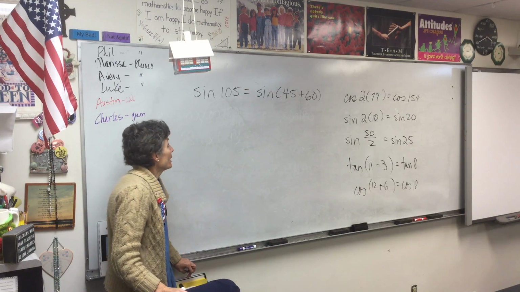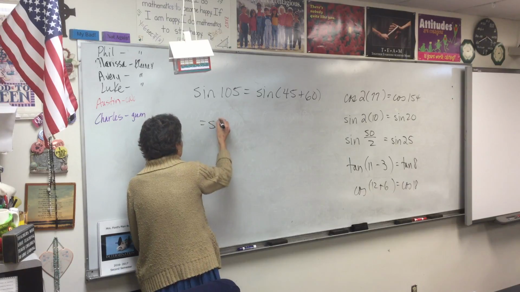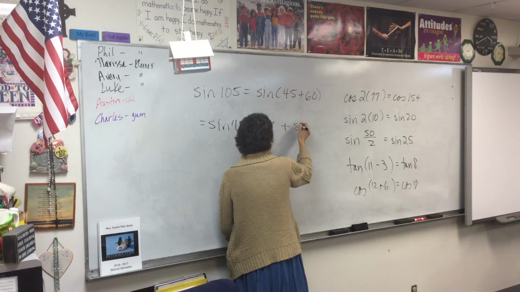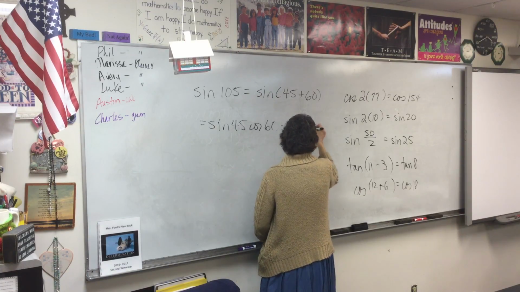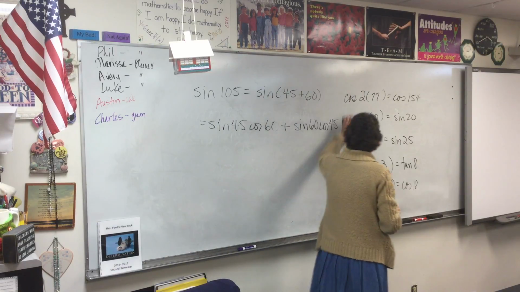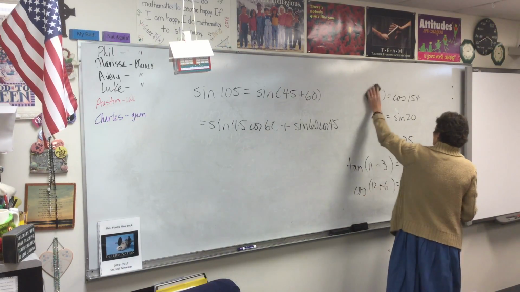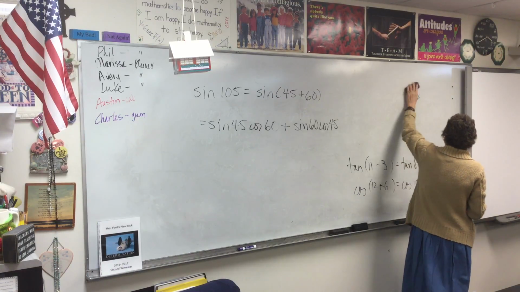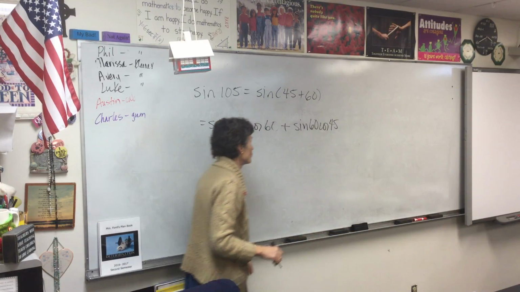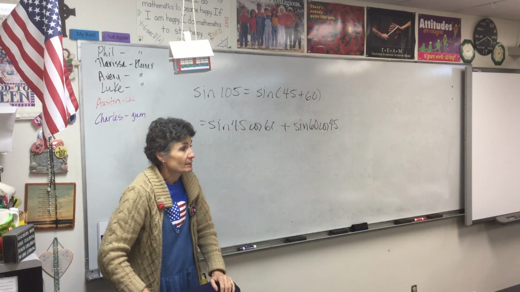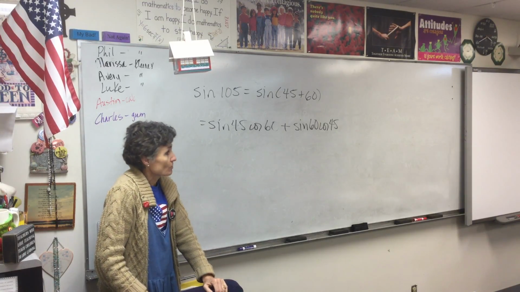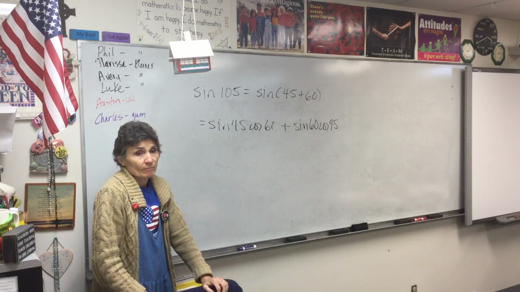Sine of 45, and then our formula: sine 45, cosine 60, plus sine 60, cosine 45. Perfect. Now, these are switched around from how I normally do them, but it makes no difference. Multiplication is commutative, so you can multiply them in either order you want. Basically, we got sine of the first, cosine of the second, plus cosine of the first, sine of the second.